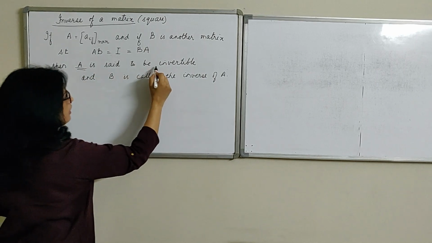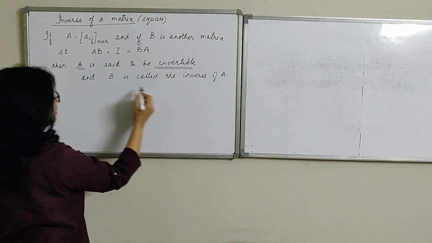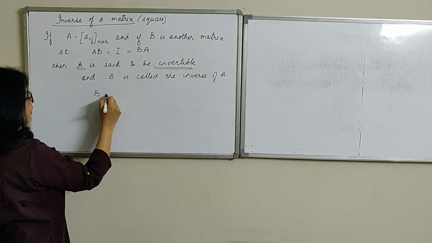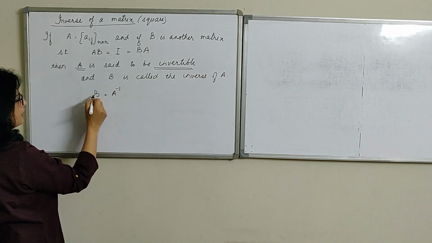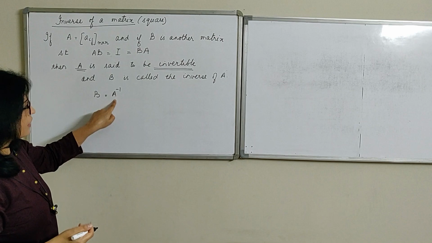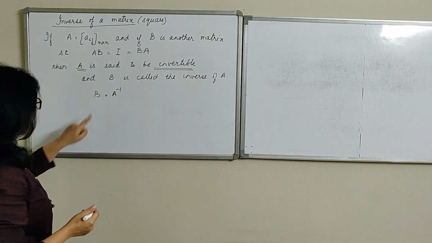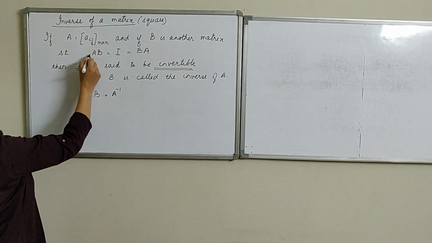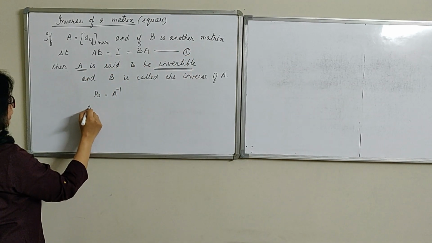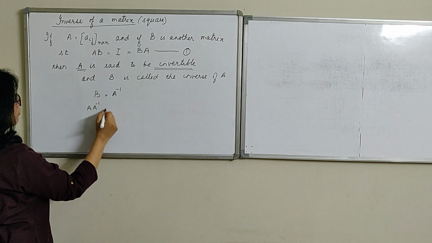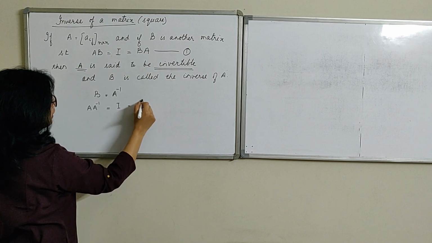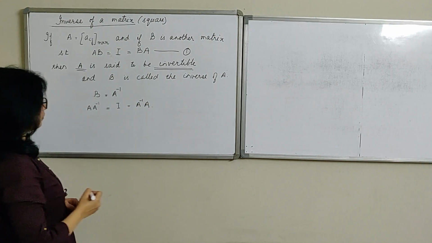Because A is an invertible matrix, B is called the inverse of A, so A inverse is this. So the inverse of A is represented symbolically like this. Read it as inverse of A, which is equal to B. If we substitute this expression in equation 1, then we can write A into A inverse, which is equal to I, which is equal to A inverse into A.